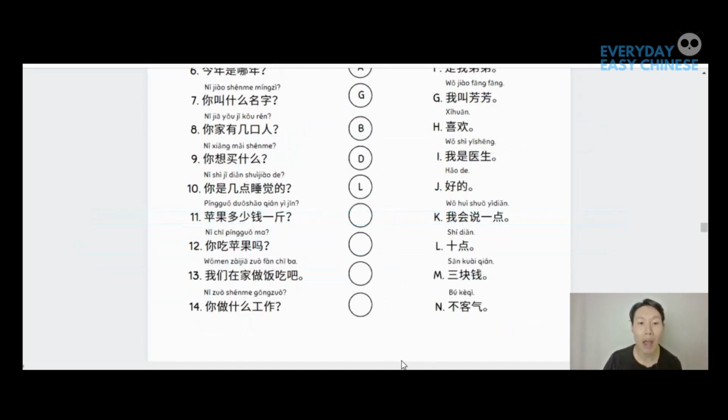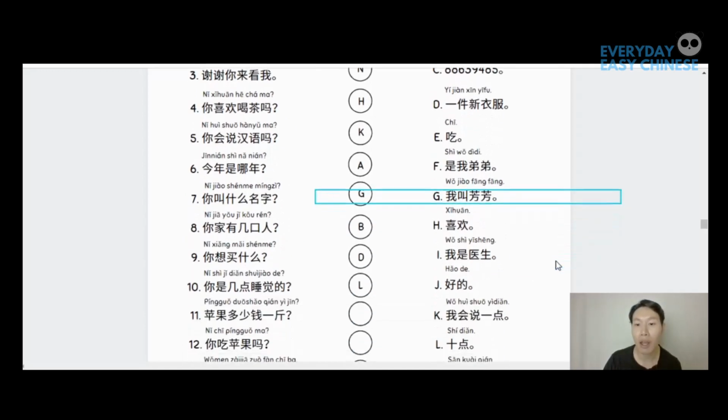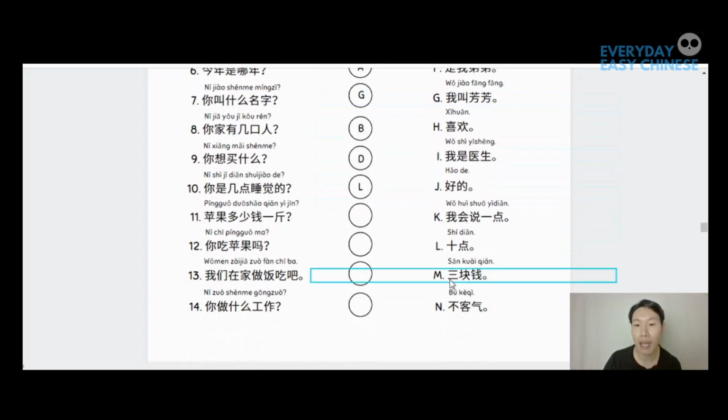So next one we have 苹果多少钱一斤? 一斤 is roughly around 500 grams. So how much is it for 500 grams of apple? So we're looking at money. So we see here 3块钱 for 500 grams of apples, which is M.